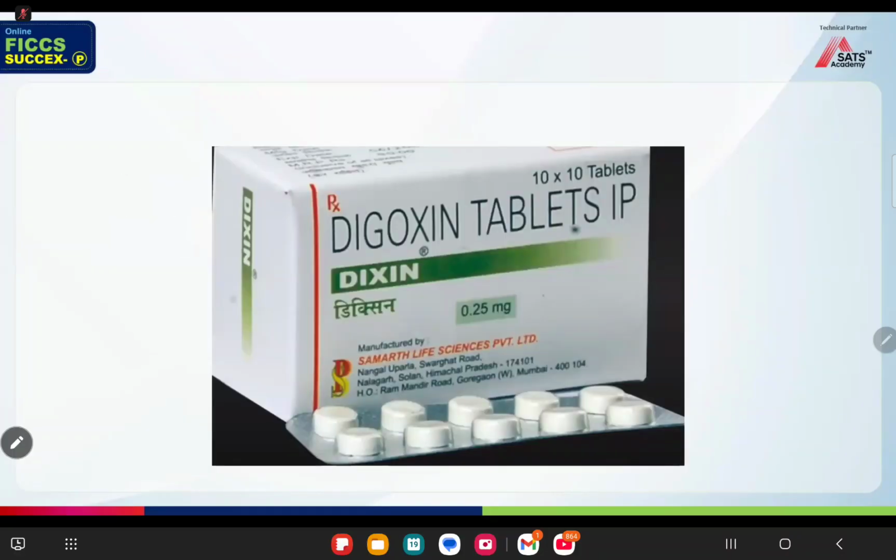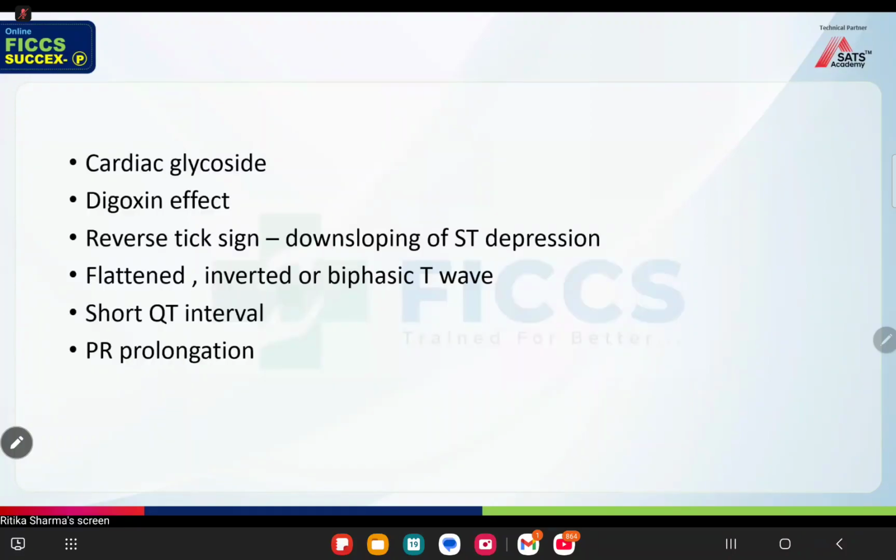Digoxin tablet, yes. So this falls under cardiac glycosides, and digoxin effect is when its effect is seen on the ECG, right? So that is your digoxin effect. Digoxin toxicity is general systemic toxicity. Effect is seen on ECG. What are those? Okay, I should have uploaded one ECG also. Anyway, you will find this very commonly.